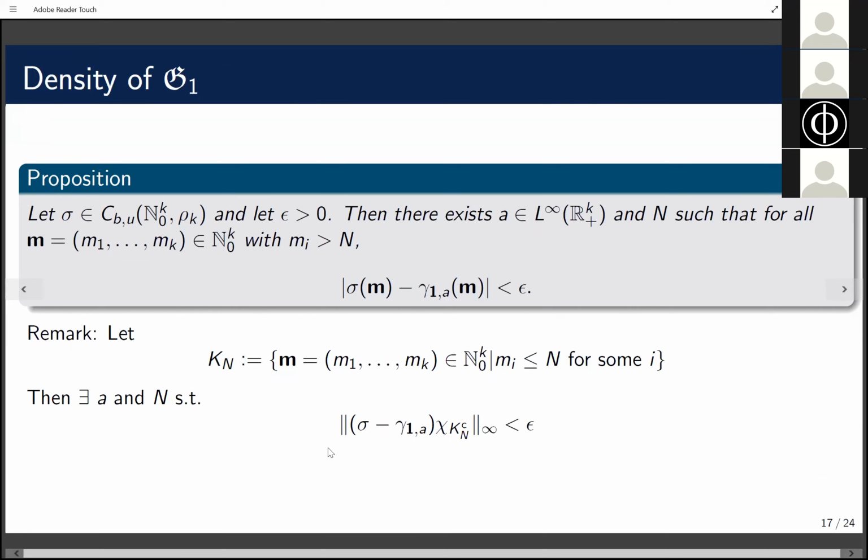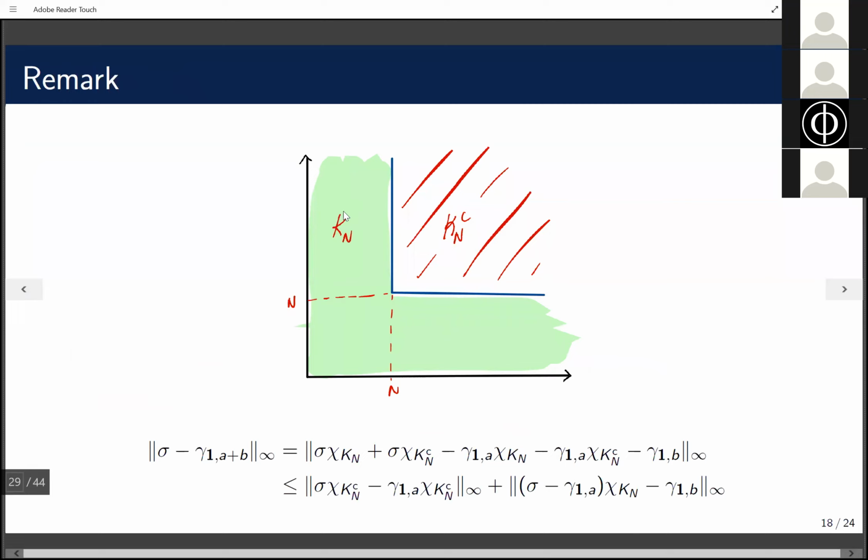Okay, now if we look at the picture of this set Kn, so just for 2 dimensions, the set Kn is something like this and Kn complement is something like this. And the previous proposition lets us control this part of the sequence, the function.